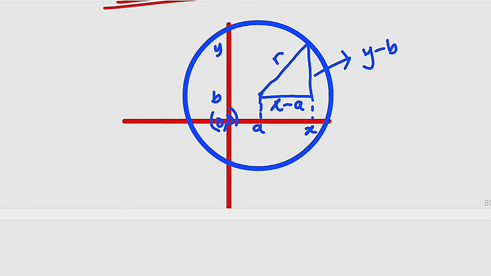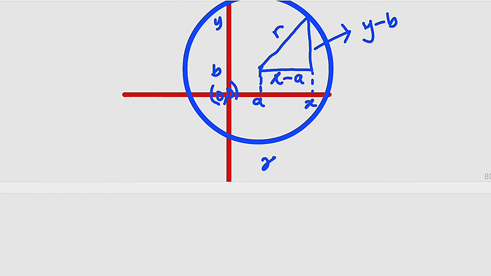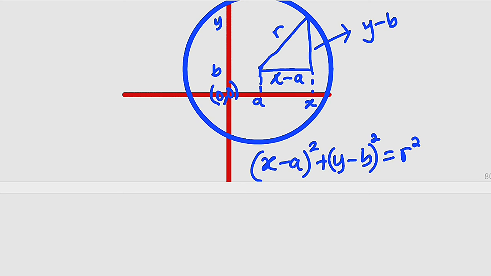To find the equation of this circle, you take x minus a, you square that. You add it to y minus b, you also square that. And this is still equal to r squared, applying Pythagoras rule. And hence, this is the equation of a circle in standard form from other points, unlike from the origin, where we have both x and y equal to 0.